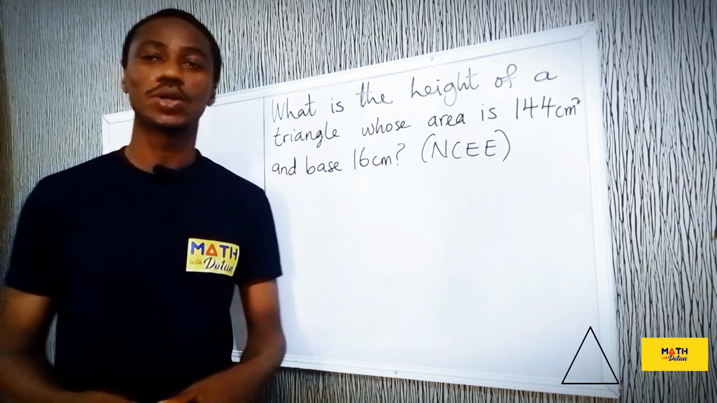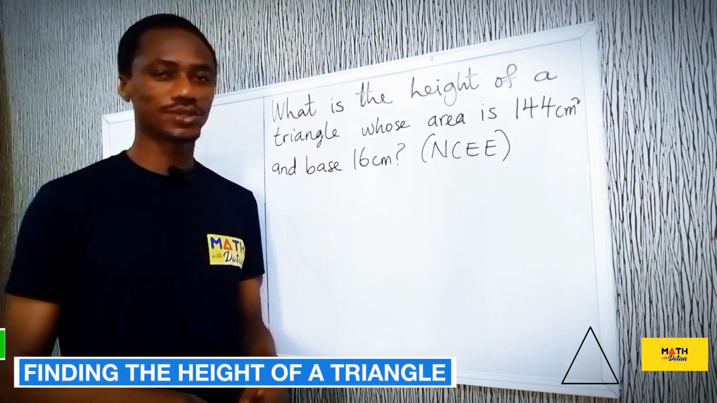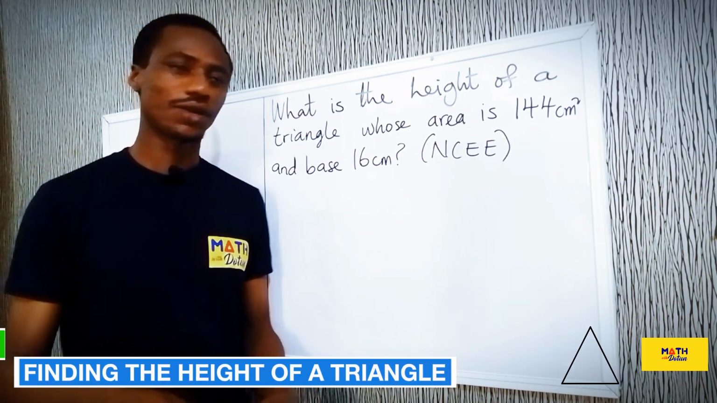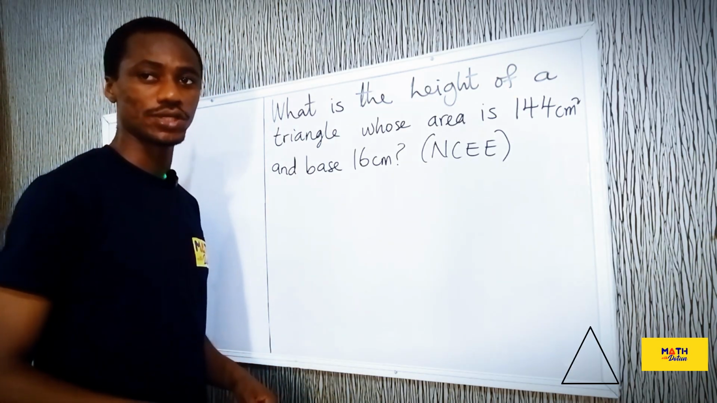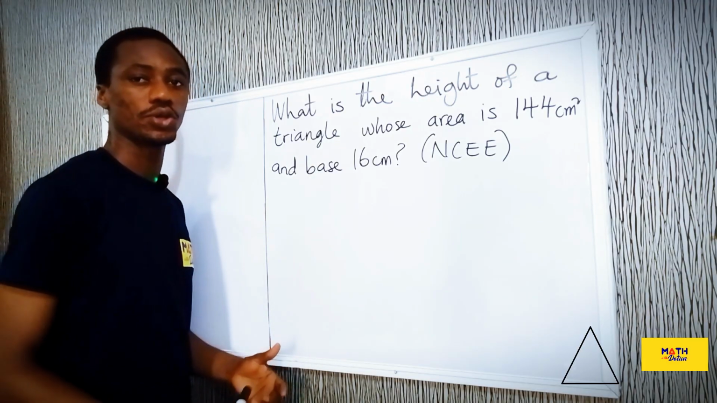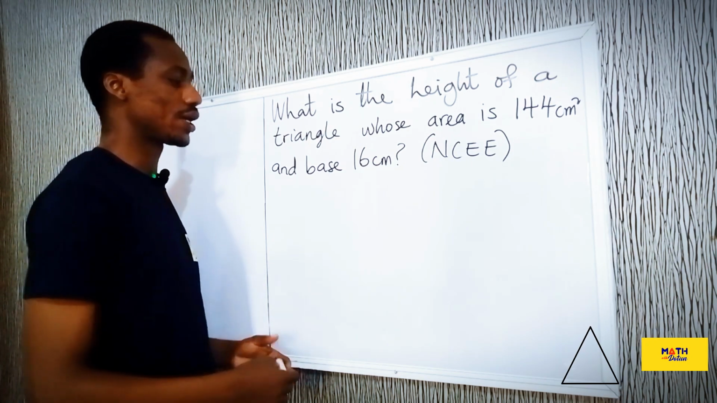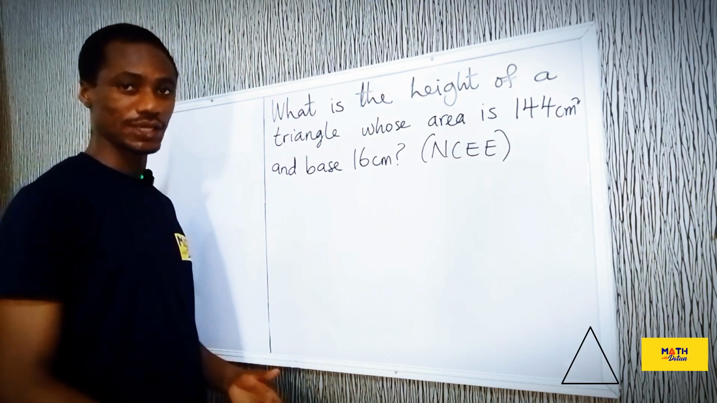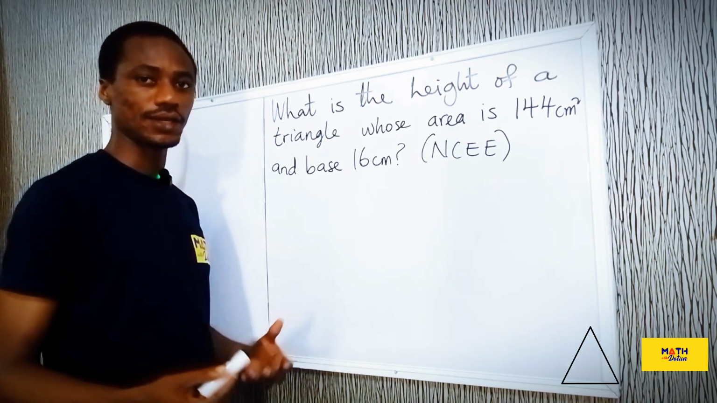We have a question on area of a triangle to solve, but this time around we are not to calculate the area, we are to find the height. Okay, let's look at it. We have this question from the National Common Entrance past questions. What is the height of a triangle whose area is 144 centimeters squared and base 16 centimeters? Area is 144 centimeters squared and base is 16 centimeters, and then we have to find the height.